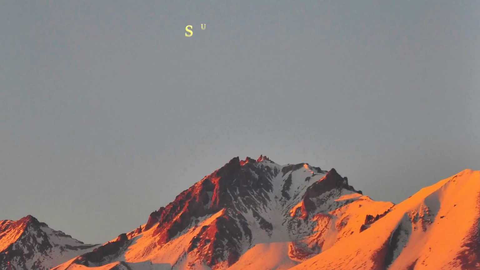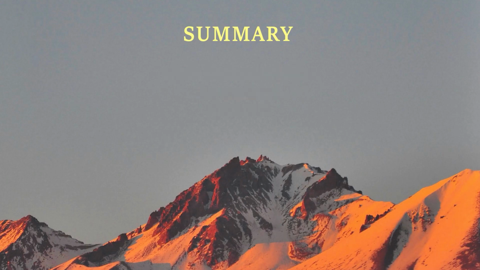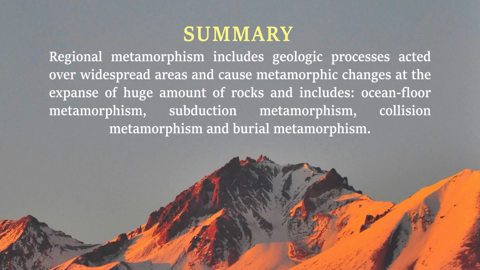Summary. Here is the summary of the entire video. Types of metamorphism: A. Regional metamorphism and B. Local. Regional metamorphism includes geological processes acting over widespread areas and causing metamorphic changes at the expense of a huge amount of rocks, and includes ocean floor metamorphism, subduction metamorphism, collision metamorphism and burial metamorphism.